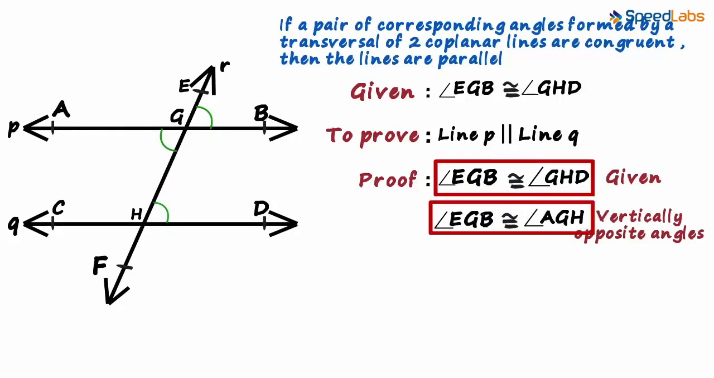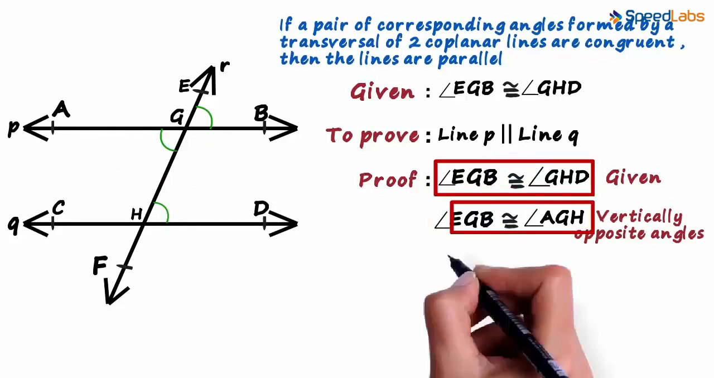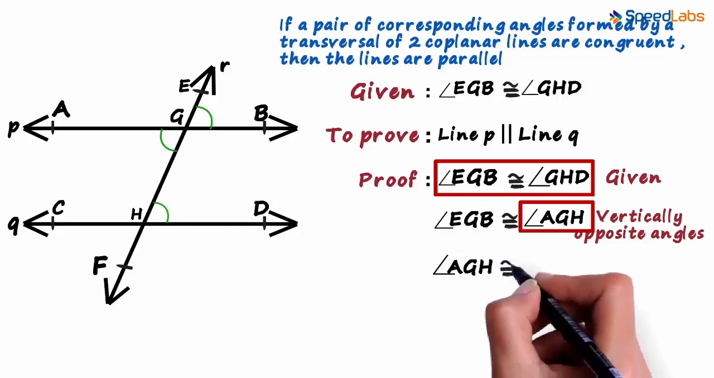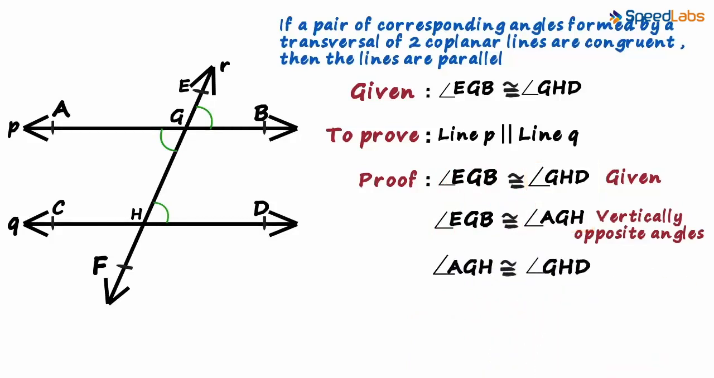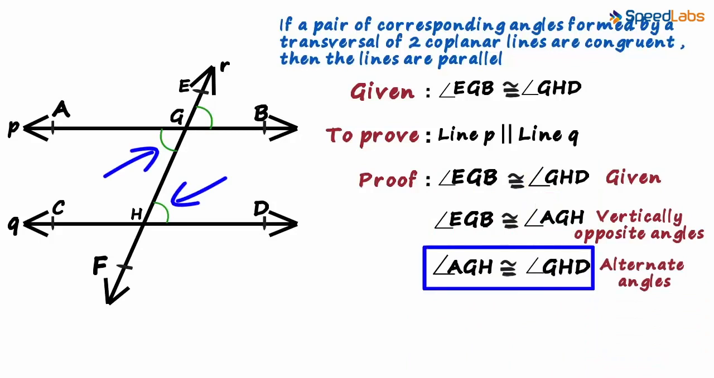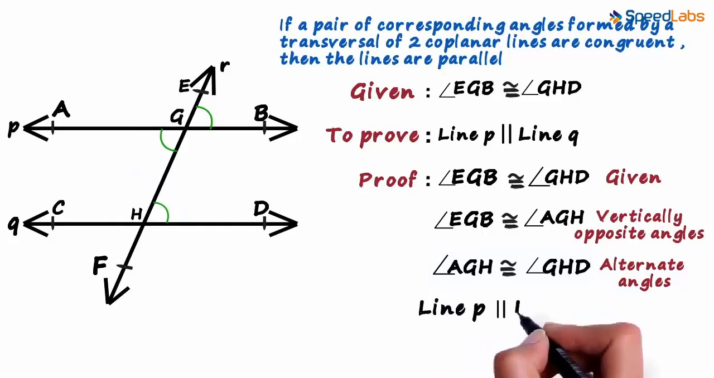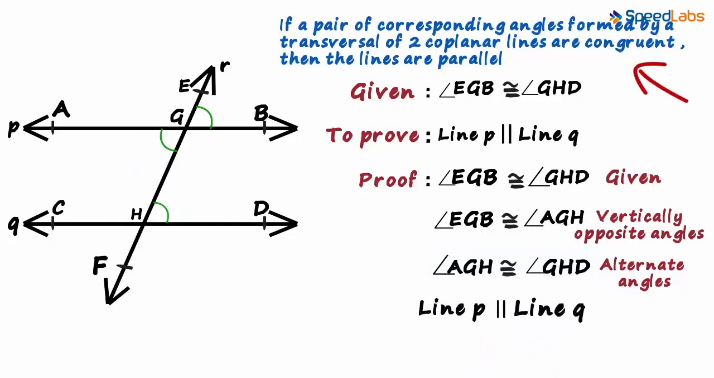From the first two equations, we can say that angle AGH is congruent to angle GHD, and yes, they are alternate interior angles. As the alternate interior angles are congruent, we can say that line P is parallel to line Q. So this was the corresponding angles test. If a pair of corresponding angles is equal, then the lines are parallel. So its converse is obvious.